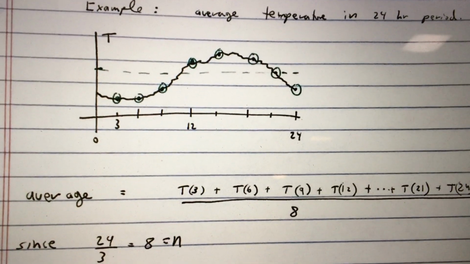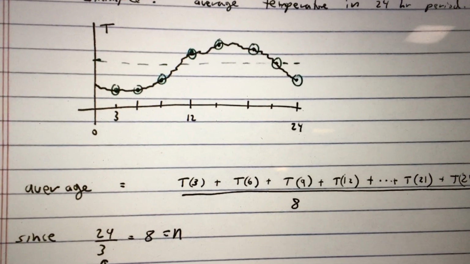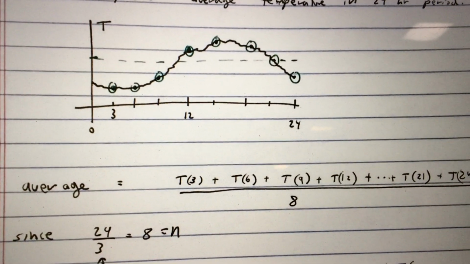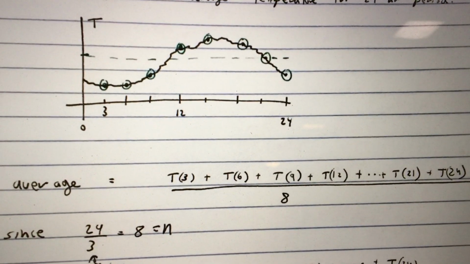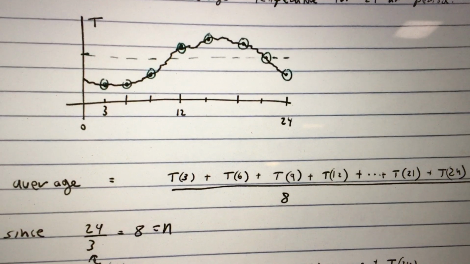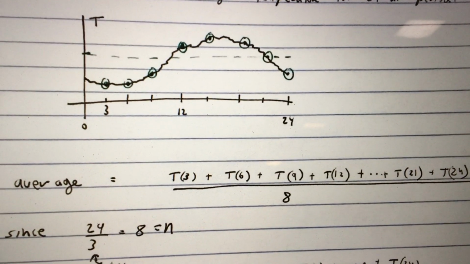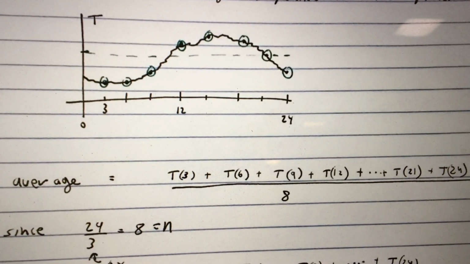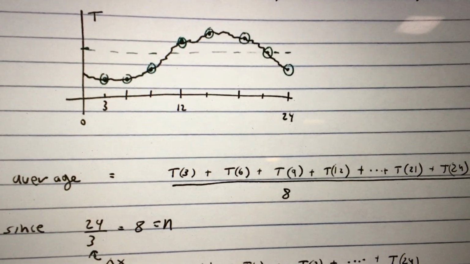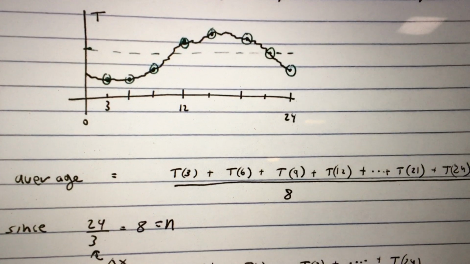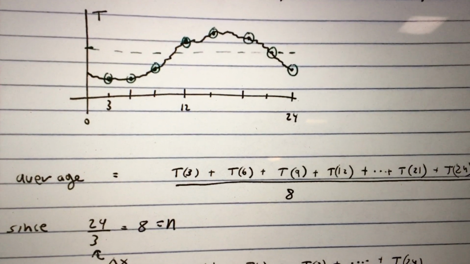You find the temperature T of 3, that would be the temperature after 3 hours, at 6 hours, 9 hours, 12 hours. Dot dot dot means just keep going at that same distance every time, up to the temperature at 24 hours, and add them all together and divide by 8. And you can see there's going to be 8 measurements there if you count them by hand.